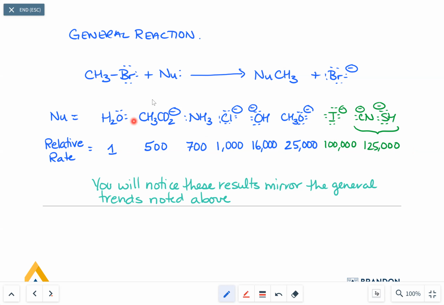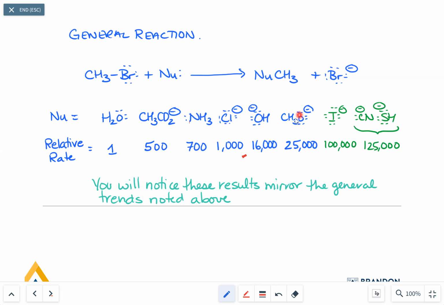So the acetate anion, the carboxylate anion, increases the rate 500. NH3, 700. Remember, nitrogen's less electronegative than oxygen in water, so it's more likely to donate its lone pairs, and the rate goes up 700. Chloride, 1,000 times faster. Hydroxide, so this isn't stabilized by resonance like here. The rate's now 16,000 times faster. Methoxide, 25,000 times more reactive.